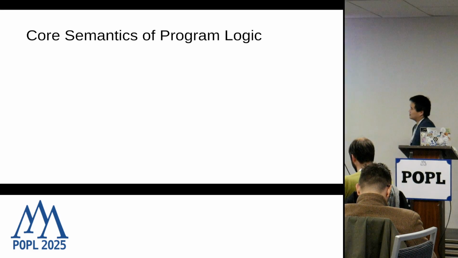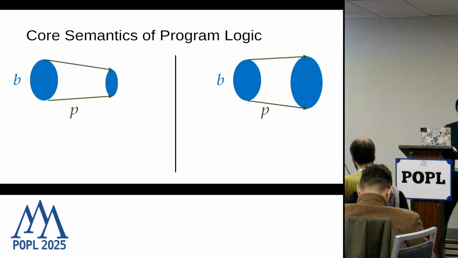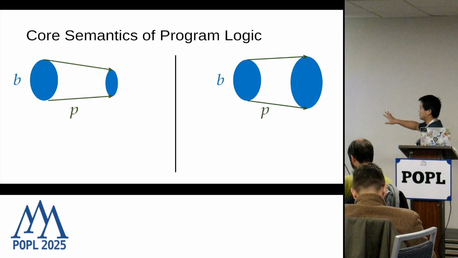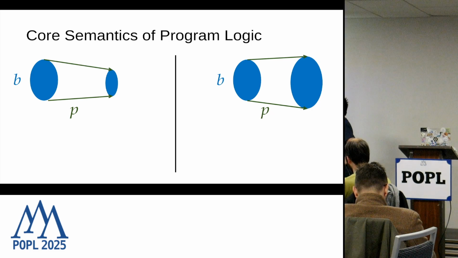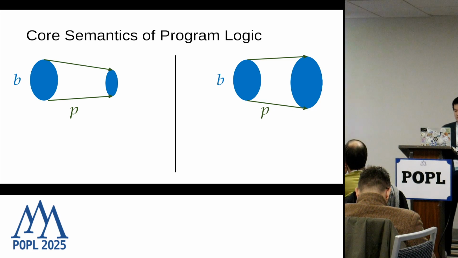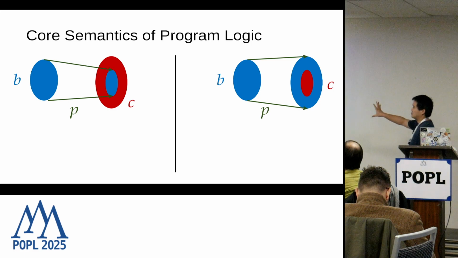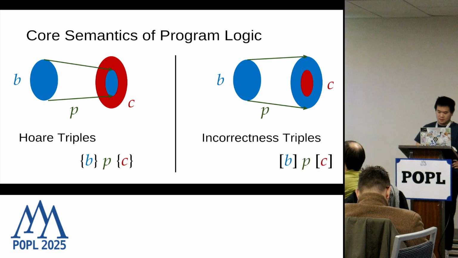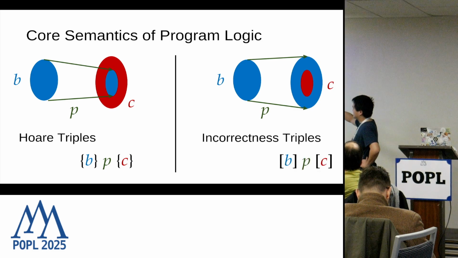Let's recap the core semantics of program logic, which you have already seen 20 times. You start with some precondition, you execute some program on this, and you reach some ending values. In this talk, I will call them the codomain, and some people call them the range of the function. It's the same thing. Then you compare the codomain of the function with some postcondition. If the codomain is contained within the postcondition, then we get Hoare triples. And if the codomain contains the postcondition, then we get incorrectness triples.